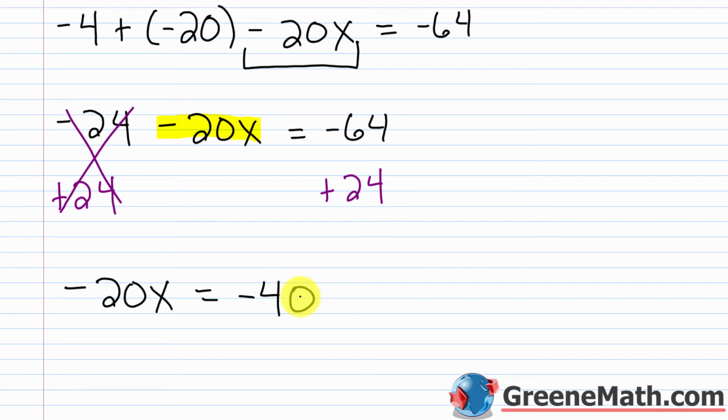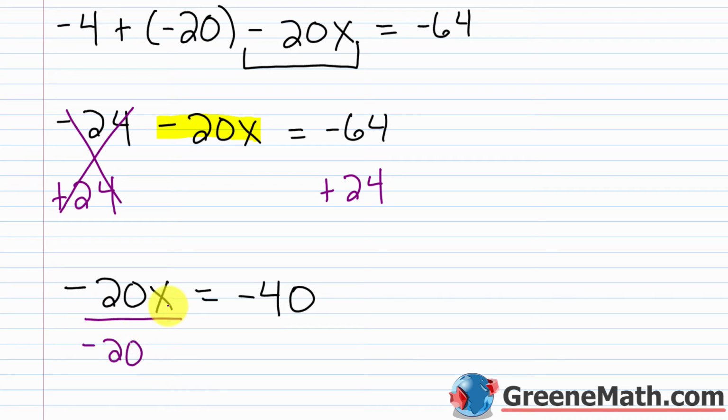Okay, so now we're at our third step. And remember, that's to isolate the variable. We do this using the multiplication property of equality. Now, if I have -20 times x, to get x by itself, I need to divide, right? Remember, this is multiplication. The opposite of that would be division. I need to divide by -20.